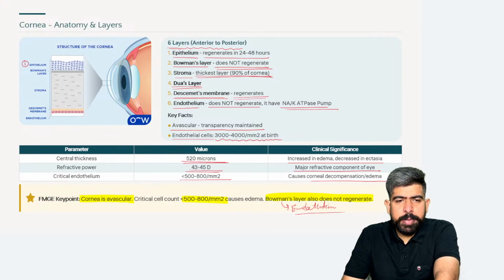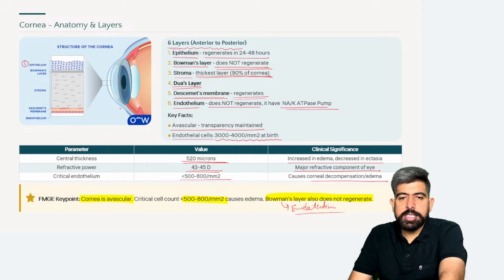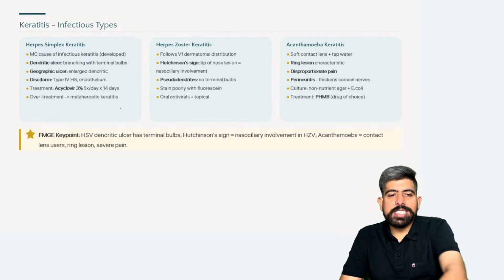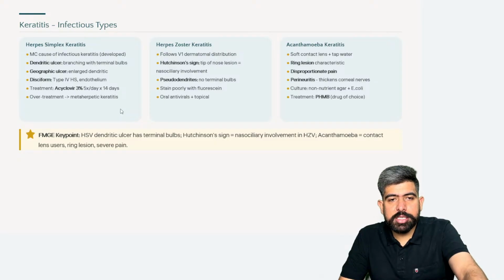So just remember, before the Descemet membrane, there is a small thin layer which is known as the pre-Descemet membrane, which is also known as the Duas membrane, or Duas layer. Clear? Moving forward to the next, which is the infections of the cornea.